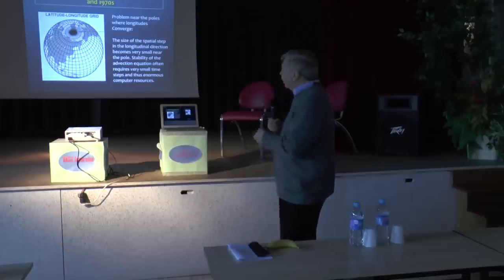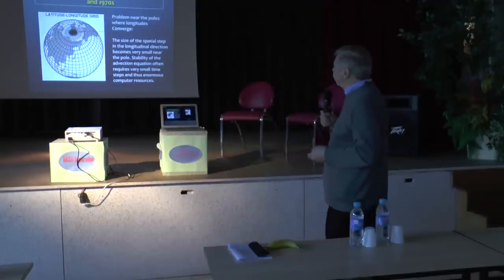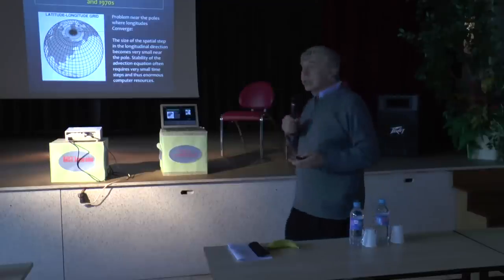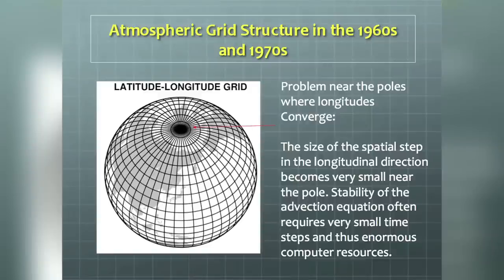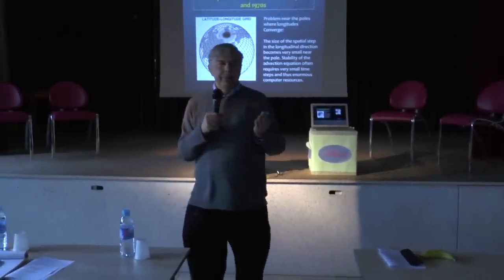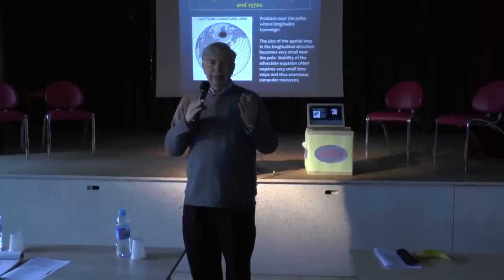So this is an example of a grid that is used. This is a latitude-longitude grid, very often used by models, also by chemical transport models. It has one big disadvantage, and the disadvantage is that all the meridians converge here at the pole, and so the delta longitude, delta x, which is relatively large at the equator, gets smaller and smaller and smaller as you get closer to the pole, and many numerical techniques that you will apply will be limited by this issue.